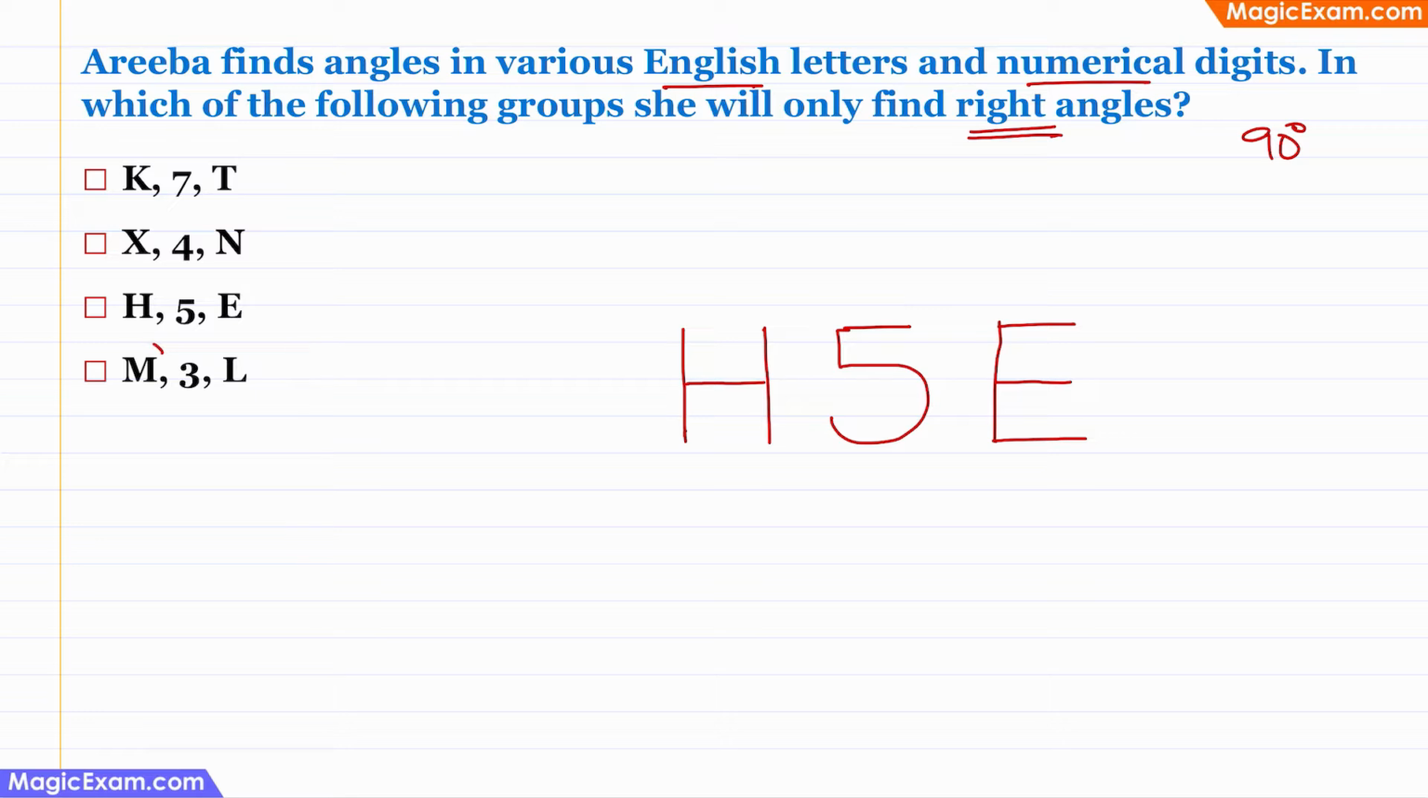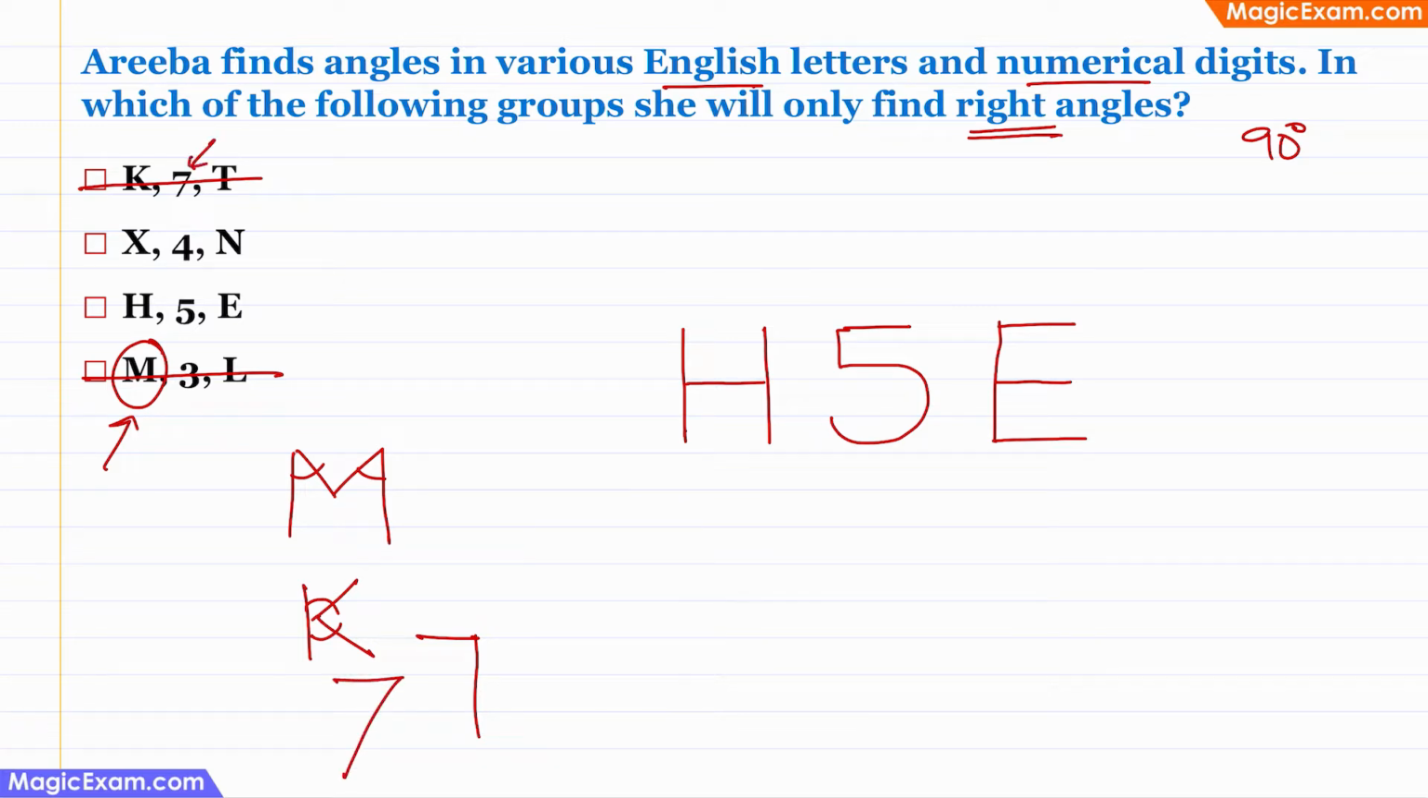Now, in the last option, there is M. Irrespective of how you write M, you will see that there are angles which are less than 90 degrees. So because there is M in this option, we can eliminate this. And in the first one, there is K. Even when you write K, there will be angles which are less than 90 degrees. Therefore, we can eliminate that, because even when you write 7, you normally do not write 7 vertically. You will write it like this. So which means that even 7 has an angle which is less than 90 degrees. Therefore, option 1 can be eliminated.